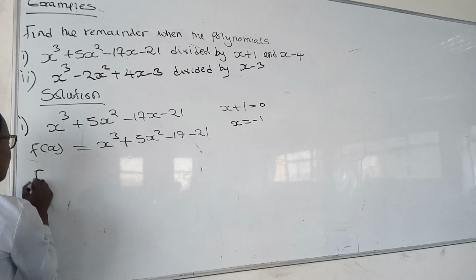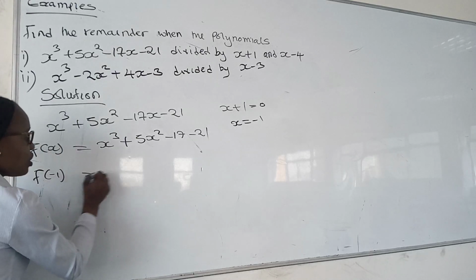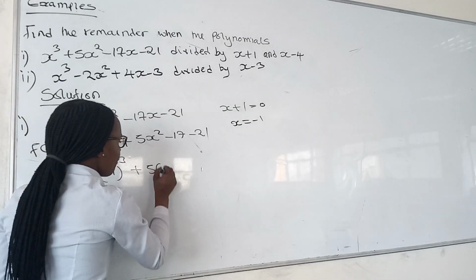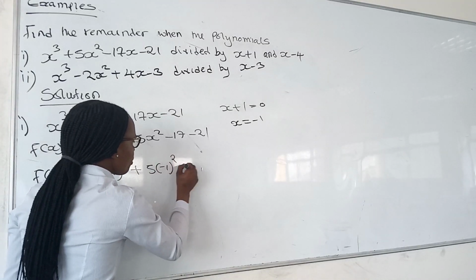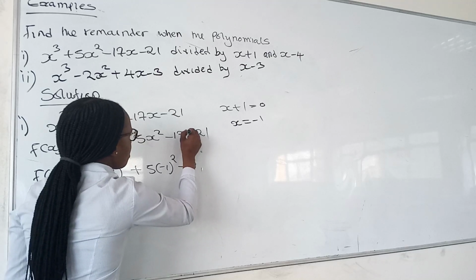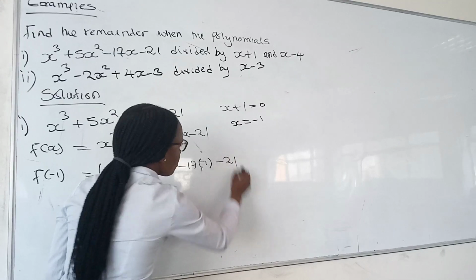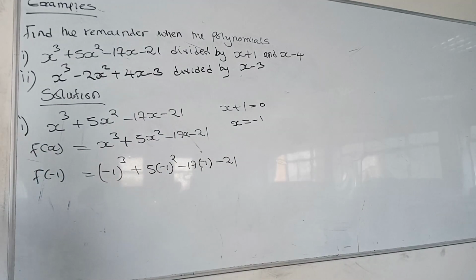So this is now going to be f of negative 1, which is equal to negative 1 raised to the power 3 plus 5 multiplied by negative 1 raised to the power 2 minus 17, this is supposed to have x, 17 multiplied by negative 1 minus 21. That is what we have.